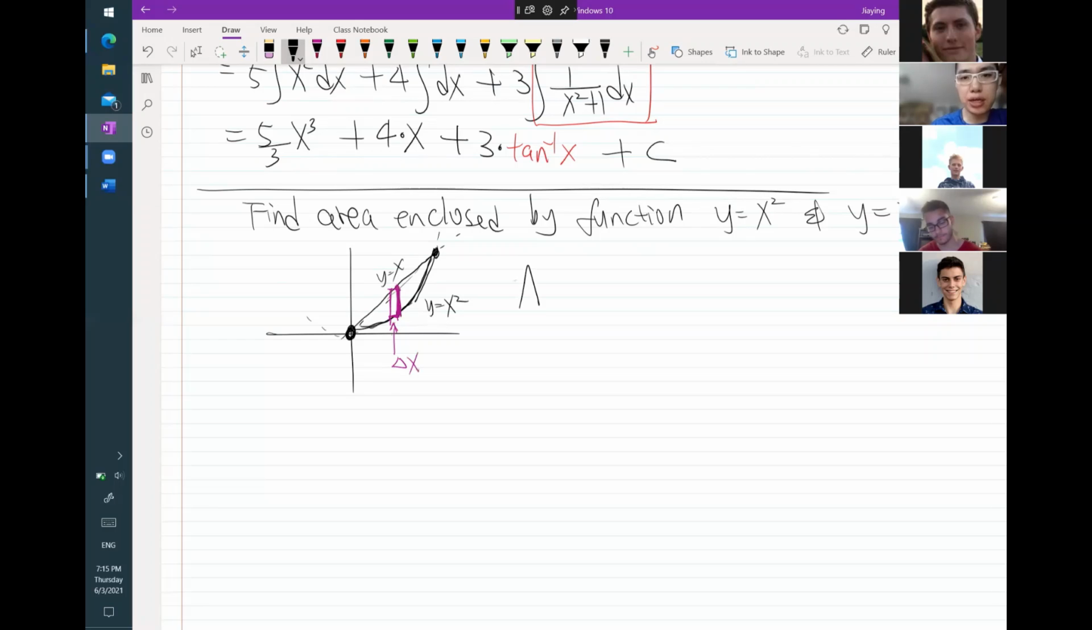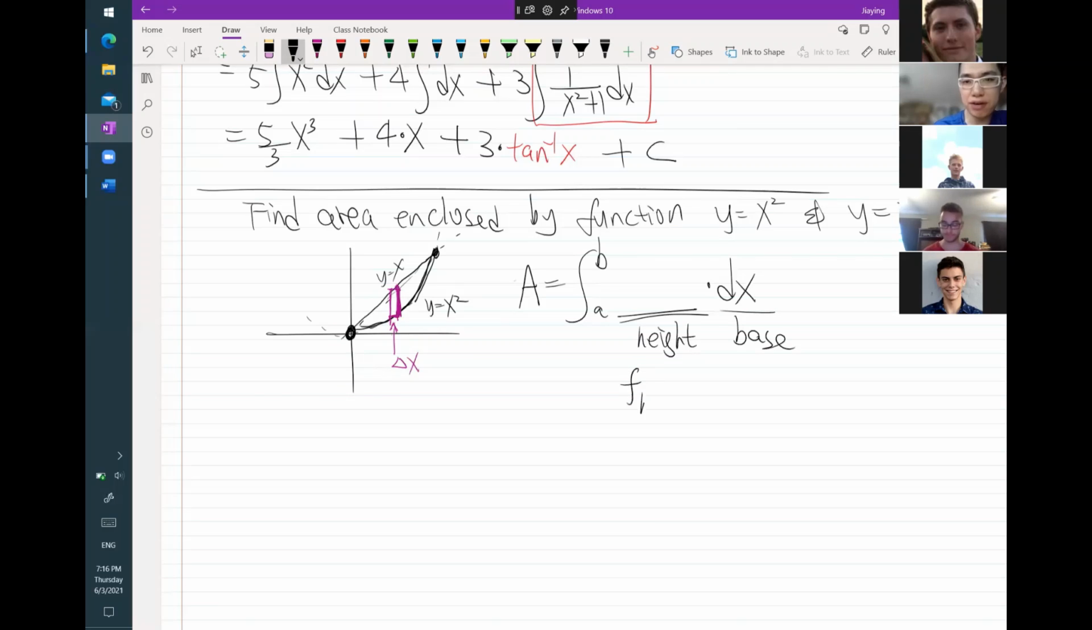If you recall, the area is equal to the integral from a to b of the height of the rectangle times the base of the rectangle. The base in this case is delta x, so I'm going to put dx there. The height of the rectangle is given by the difference between the two functions: the higher function minus the lower function.